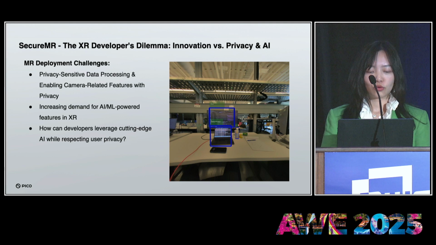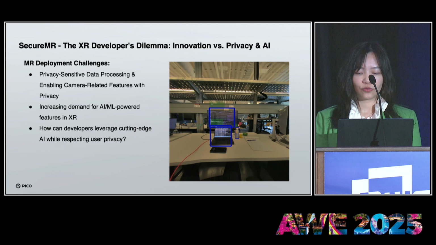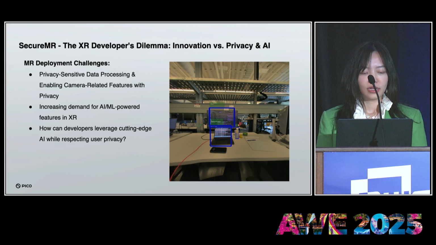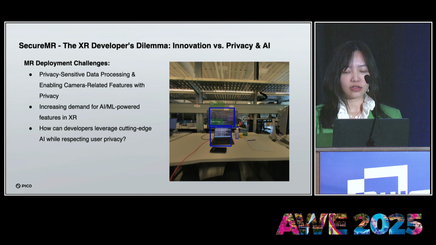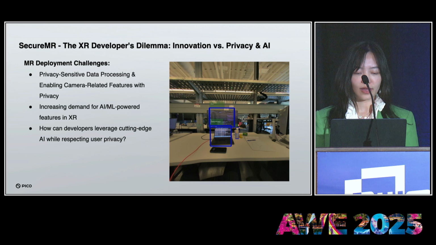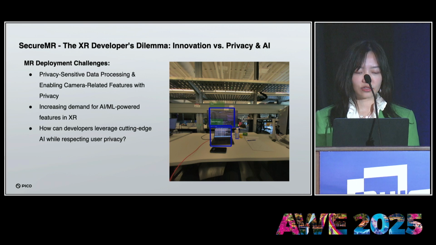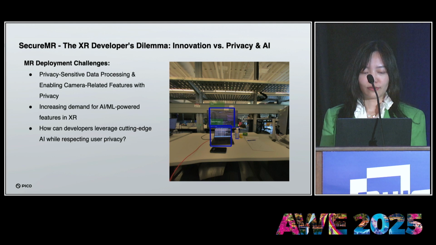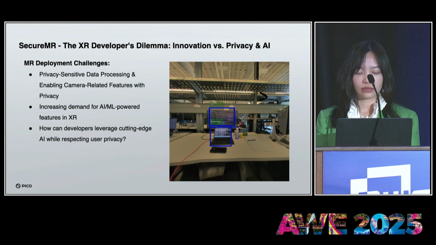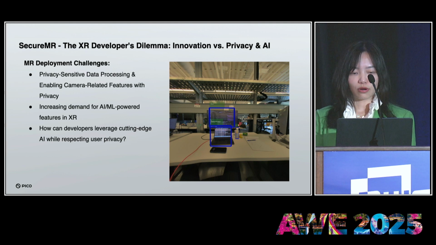Secondly, there is increasing demand for AI/ML-powered features in XR, and there are a lot of different sizes of big models with different functions. How to integrate those AI models smoothly into XR raises the bar for developers to use AI in XR. Thirdly, deploying the model is already a challenge. How can developers leverage cutting-edge AI while respecting user privacy? SecureMR is designed to solve all those problems.